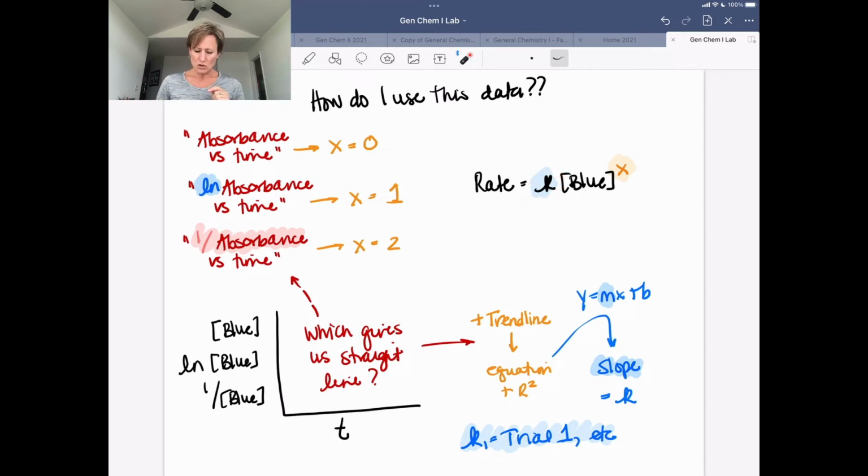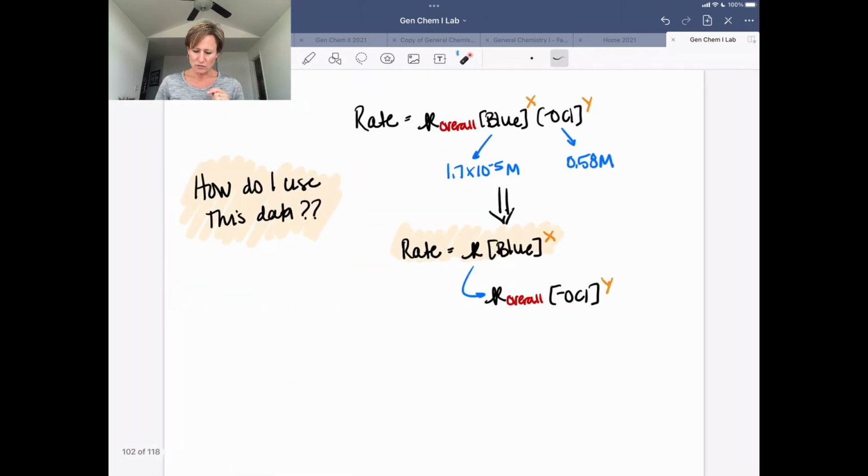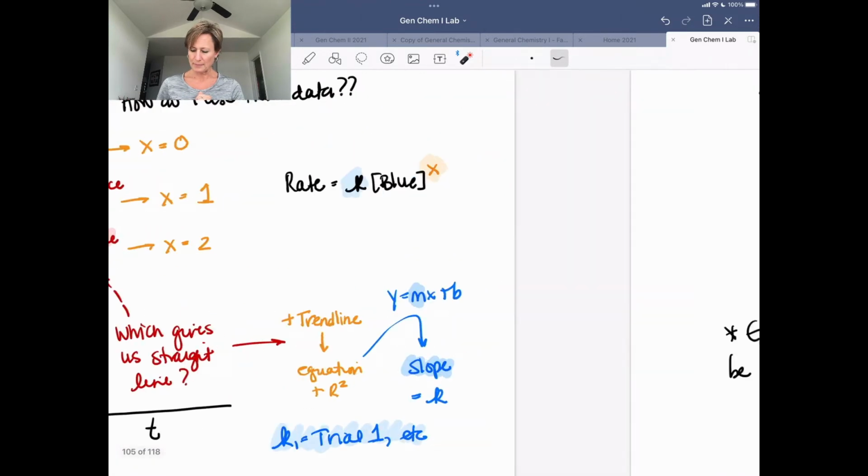Let me flip back here just for a second to remind us. We're going to use the data we just talked about to give us x and this merged-together rate constant. We're going to use another set of data and another graphical analysis to tell us what y is and then what our overall rate constant is. So here's how we're going to do that.